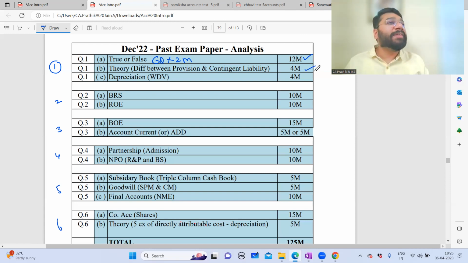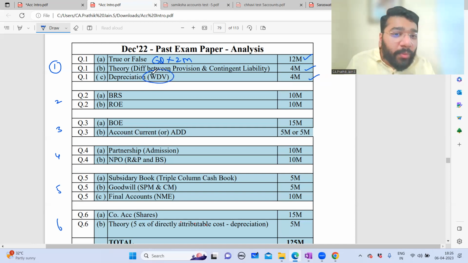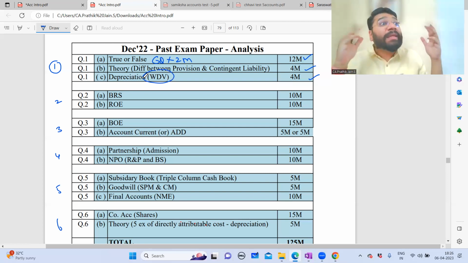It is 4 marks, difference between. All the differences given in the respective chapters are very, very important. Everything has to be at your fingertips. Then depreciation: there was one question from the depreciation topic pertaining to the WDV method, for 4 marks. Analysis means what questions are coming from which chapter and what type of question is coming. That also I'll give you, so you'll get clarity.